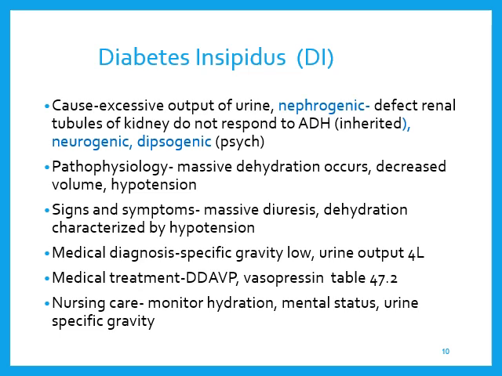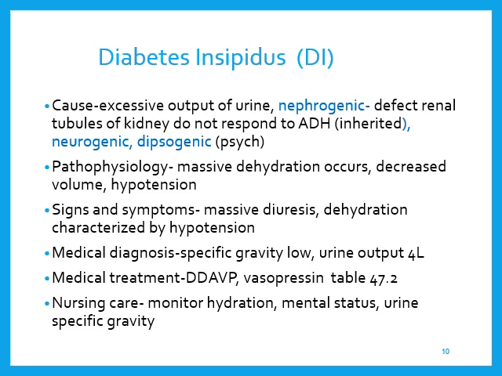So you're going to check the urine will be more concentrated, or their skin, their tissue turgor will be poor, their blood pressure is going to be low. It's characterized by hypotension. The medical diagnosis, their specific gravity is going to be low because their urine output is 4 liters. Can you imagine? 4 liters. That's twice the amount, if not more.